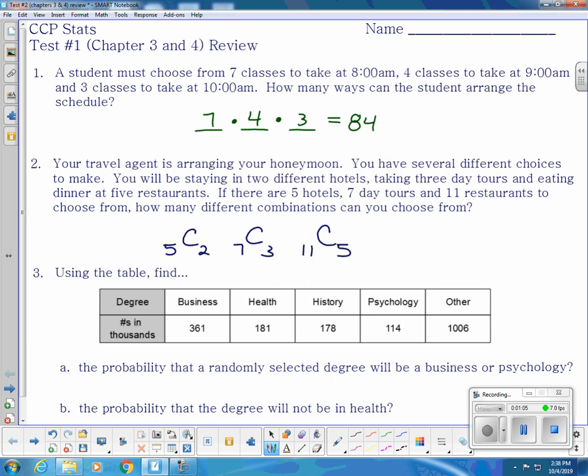Now, the question is, are you doing either or are you doing all of it? So you're choosing your hotel and your day tours and your restaurants. That word "and" means you're going to multiply those. So think to yourself, it's not like I'm choosing a restaurant or I'm going to choose a hotel. I'm choosing a restaurant and a hotel. Okay, so you're going to multiply.